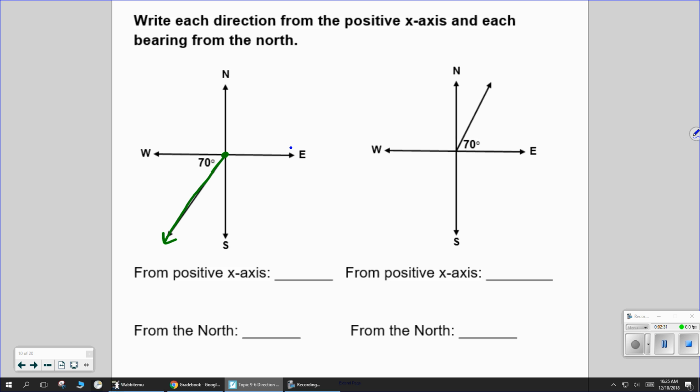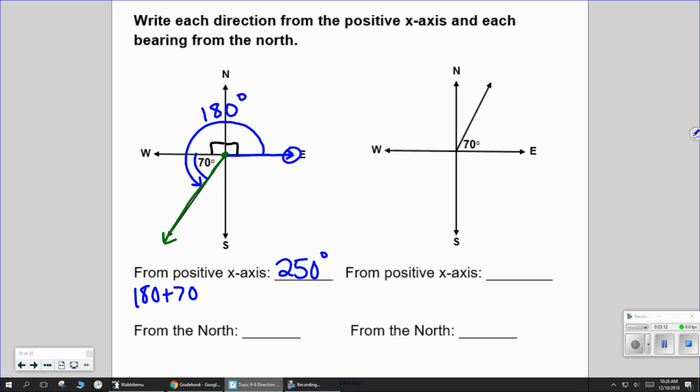So here is the positive side of the x-axis. From here, I want to go counterclockwise until I get to the vector. How many degrees is that? Well, we all know that this is 90 and this is 90. So all the way to the negative side of the x-axis is 180 degrees, plus I've got 70 more degrees to get to the vector. So 180 plus 70 means that my vector is 250 degrees from the positive x-axis. We always go in the counterclockwise direction.